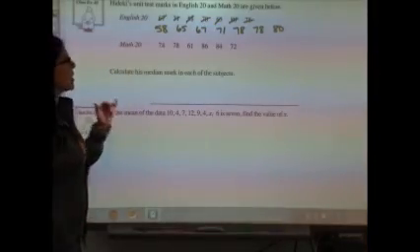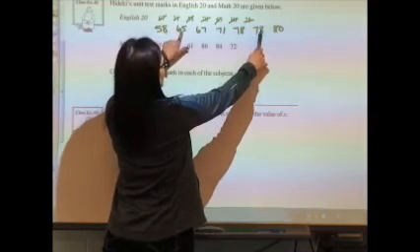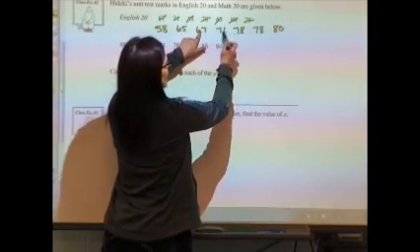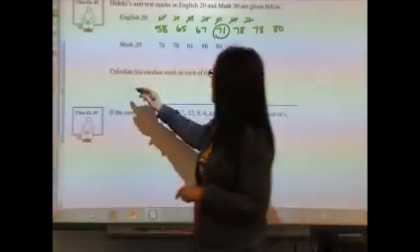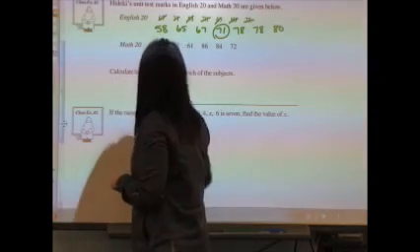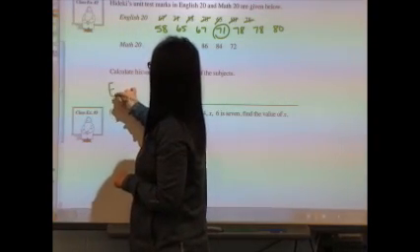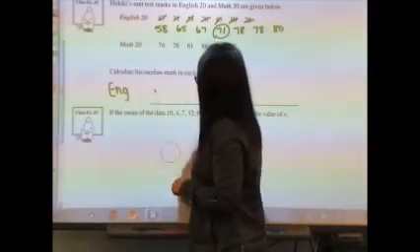So now I want to find where dead center is. So I cancel these two out, I cancel these two out, I cancel these two out. 71 is in the middle. So the median for English was 71.